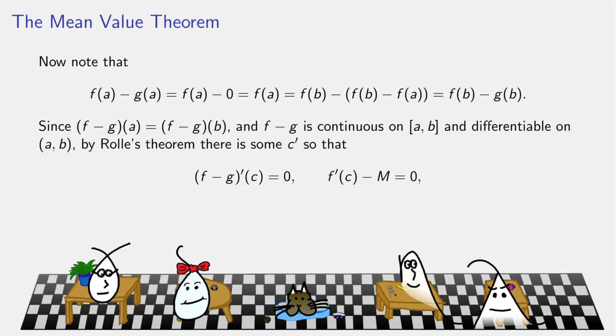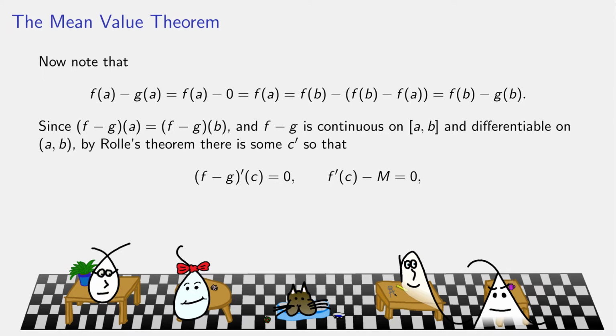So now I have a function that takes the same value at the endpoints, but since f and g were both continuous from a to b and both differentiable on the open interval, then f minus g is continuous on the interval and differentiable on the open interval. And now I've got a function, this function being f minus g, that I can apply Rolle's theorem to.